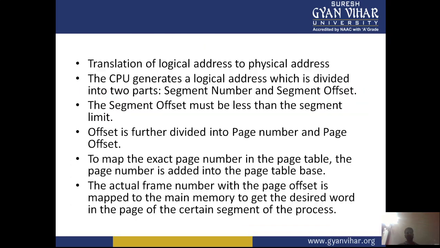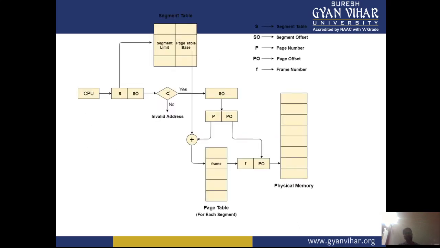So, segment table, translation of logical address to physical address. The CPU generates a logical address which is divided into two parts: segment number and segment offset. The segment offset must be less than the segment limit. The offset is further divided into page number and page offset. To map the page number in the page table, the page number is added to the page table base. Here S is the segment number, SO is the segment offset, P is the page number, PO is the page offset, and F is the frame number.